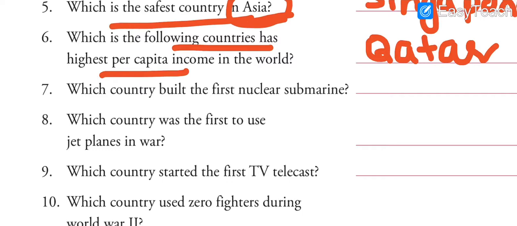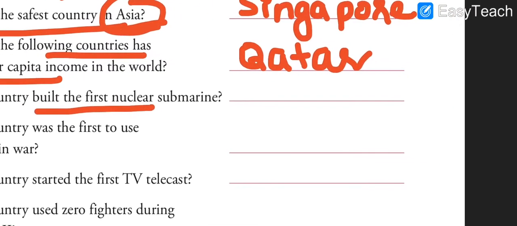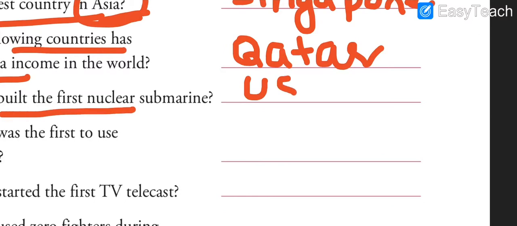Moving ahead to the next, which country built the first nuclear submarine? The country which has built the first nuclear submarine is USA. And as you know, USA means United States of America.